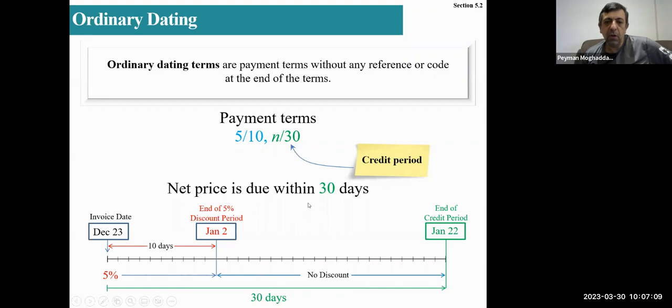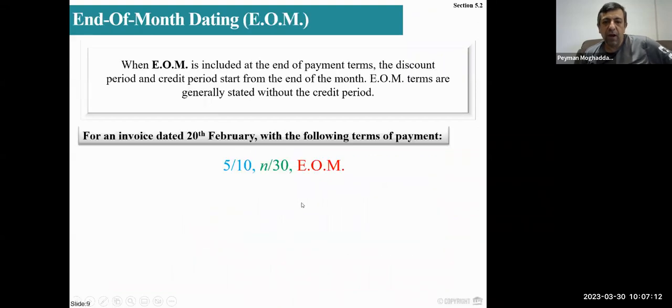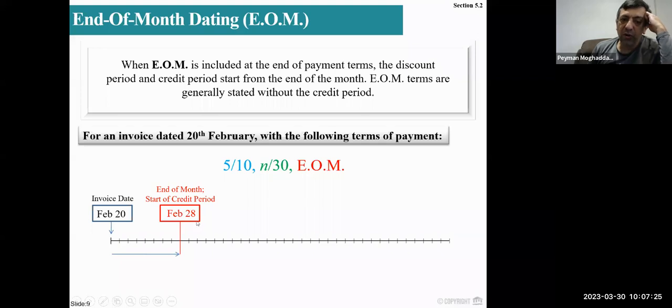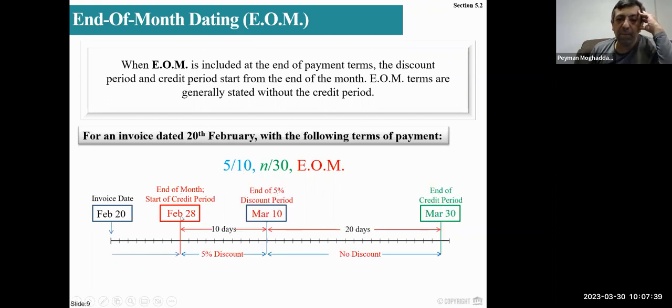So all right, end of the month dating means your invoice date doesn't really matter anymore. Then you have to go to the end of the month, okay? So your reference date point is going to be the end of the month. From the end of the month, you have to add 10 days and you have to add 30 days to find the discount period, okay? So at the end of the month, which is February 28th, you calculate 10 days. It's going to be March 10.